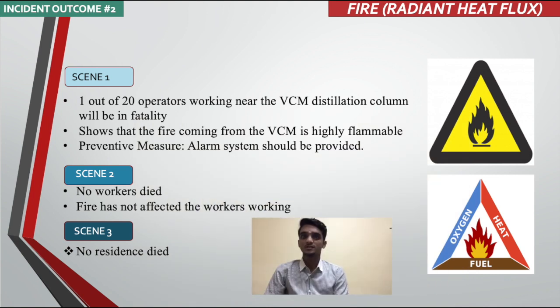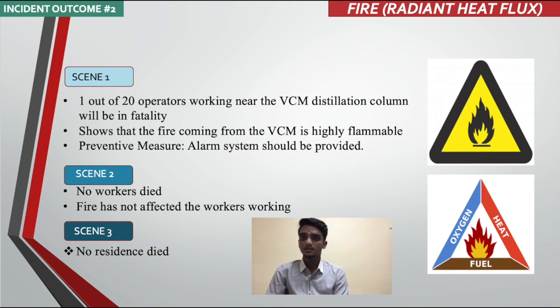Let us move on to the next incident outcome, which is fire. Fire is the most common accident that can occur in the chemical industry, whereas fire is the rapid exothermic oxidation of ignited fuel. For fire or combustion to take place, there should be three main elements: heat, fuel and oxygen. If any of these is not present, combustion will not occur.